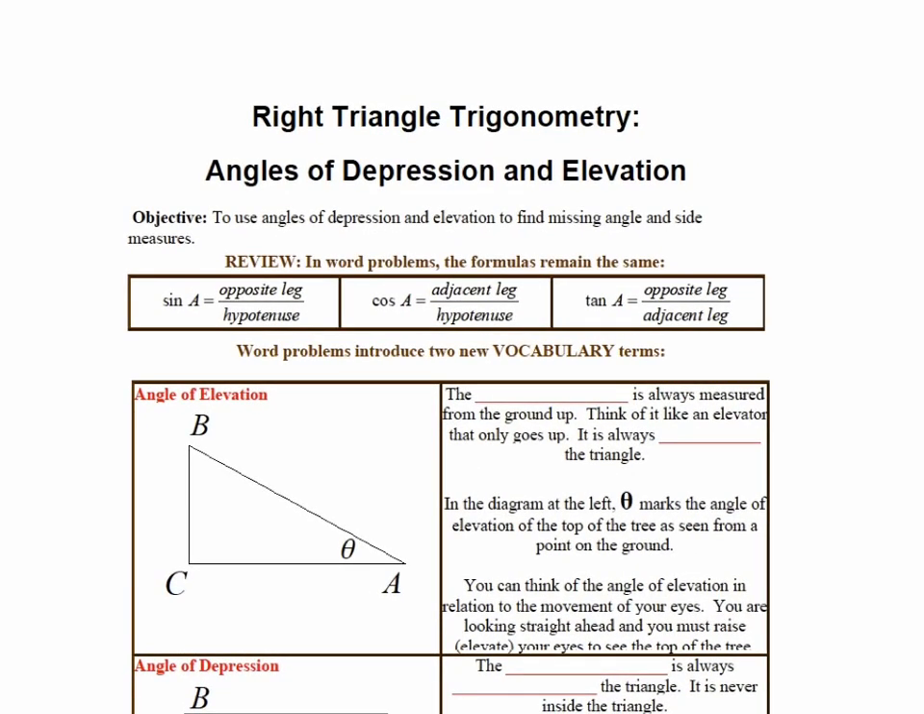The goal for this lesson is to use angles of depression and elevation to either find a missing angle or find a missing side. And often, the topic we address in this section is what we call indirect measurement, because sometimes you can't measure things directly.